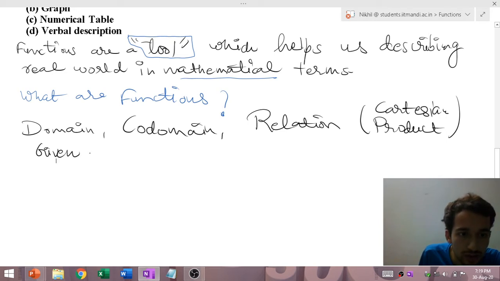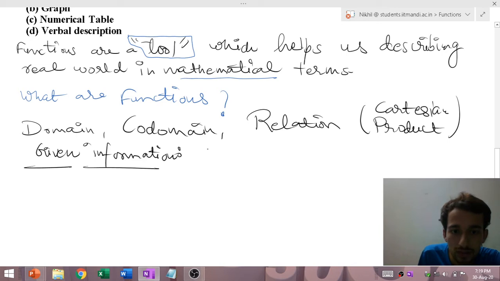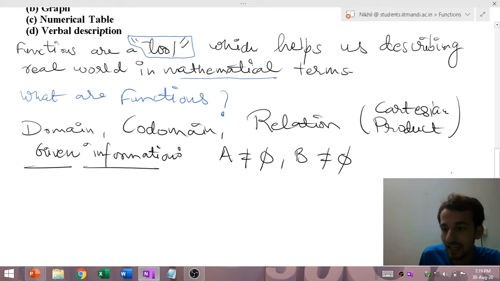What is given to us? That there are two sets. Suppose that there are two sets A and B, and of course both are non-empty. A is non-empty and B is non-empty.